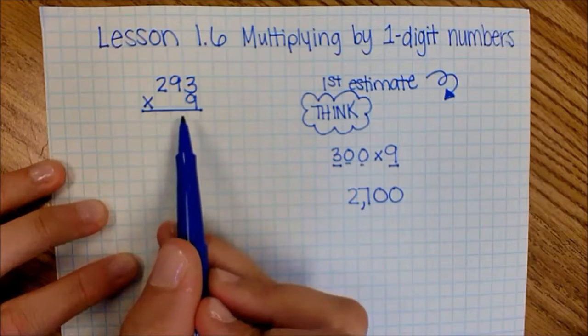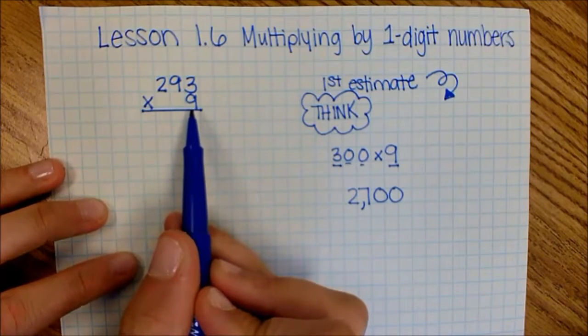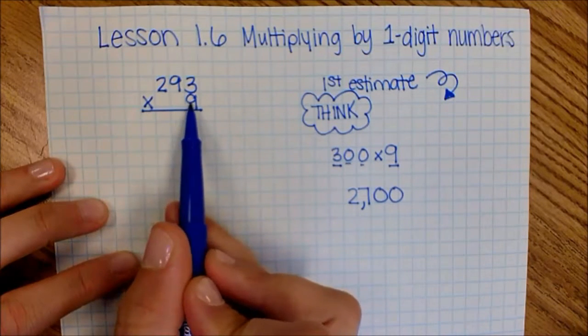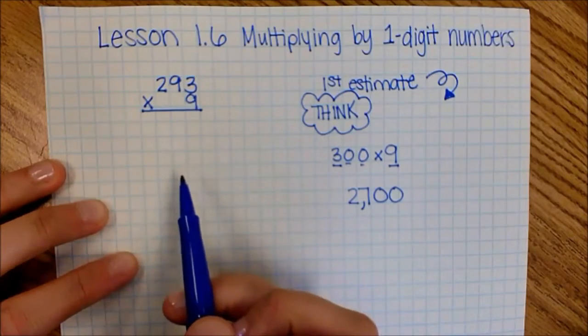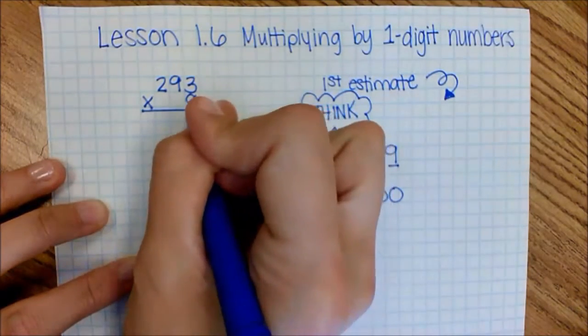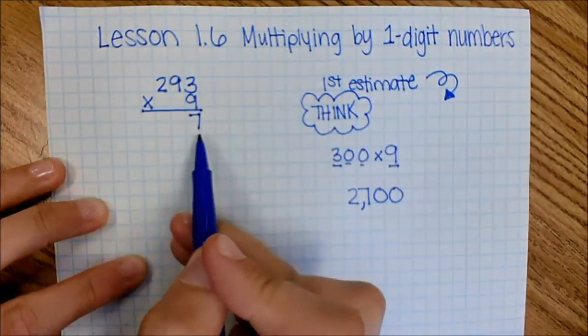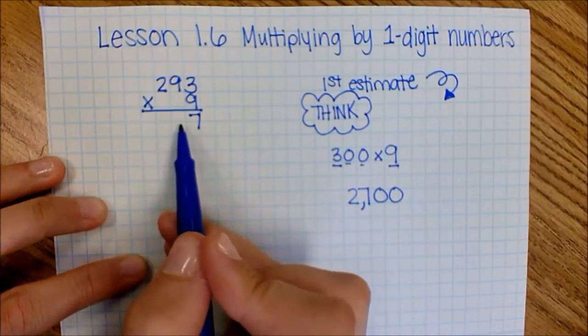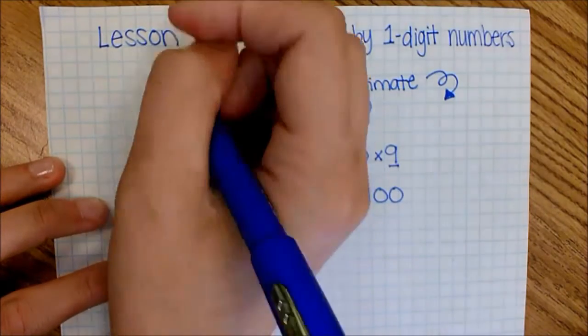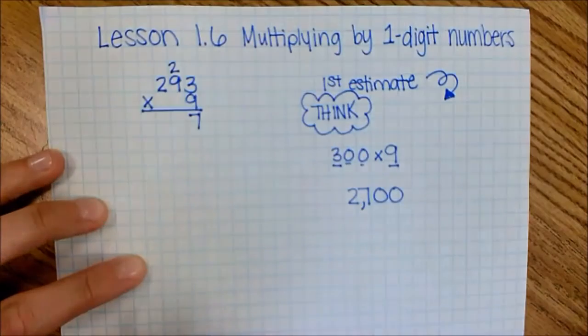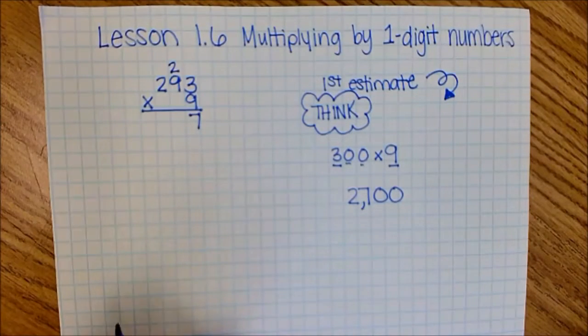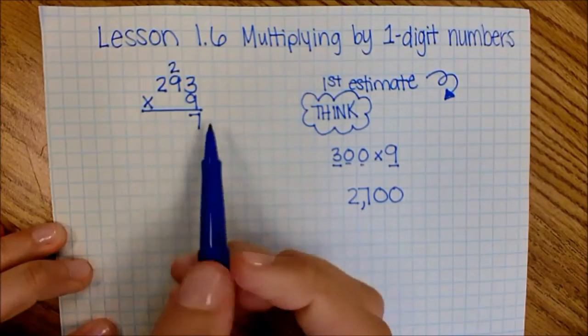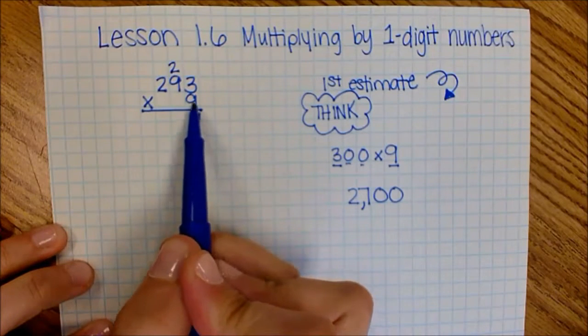So let's look at the real problem. So I first start in the ones place value. I say to myself, 9 times 3. 9 times 3 equals 27. So I put my 7 down below, but I can't put my 2 next door to it. So I need to put my 2 above the number in the tens place value and kind of think of it as a regrouping. So now I'm asking myself, 9 times 9.